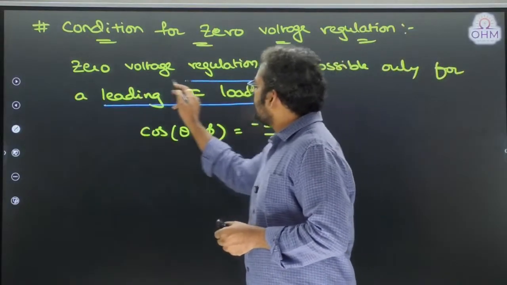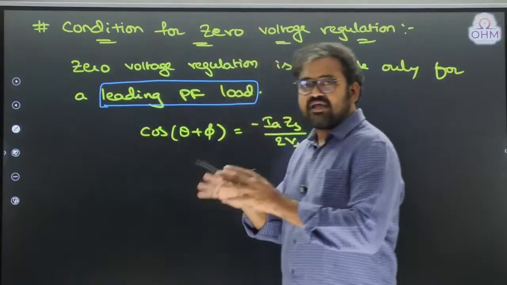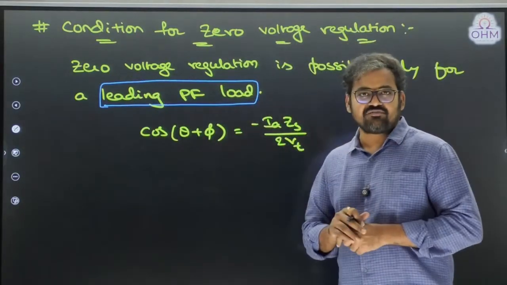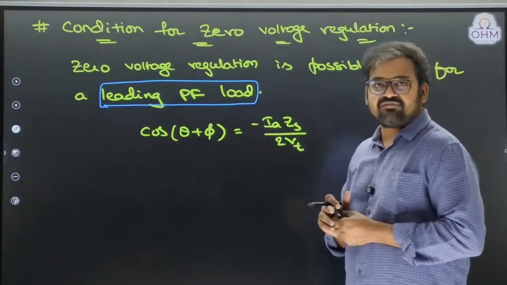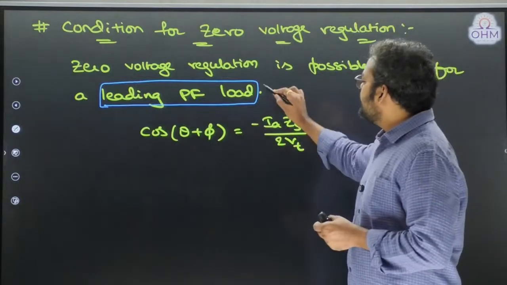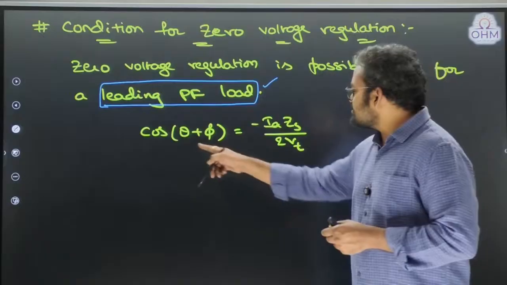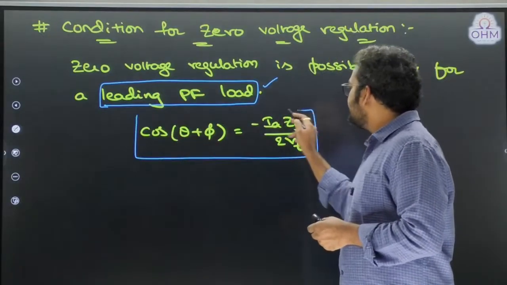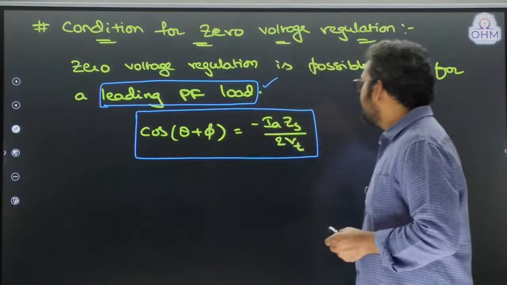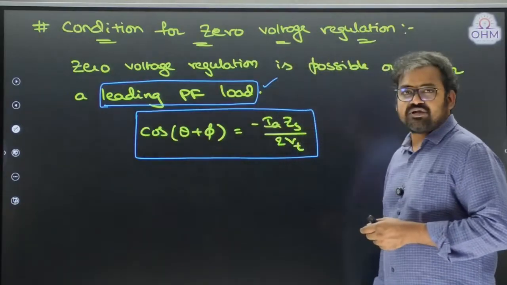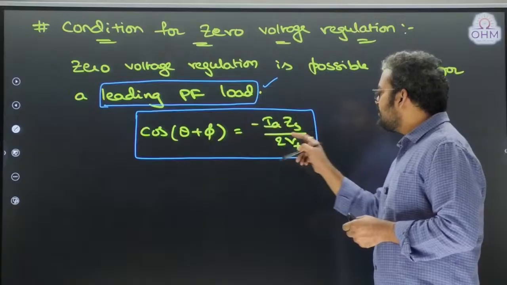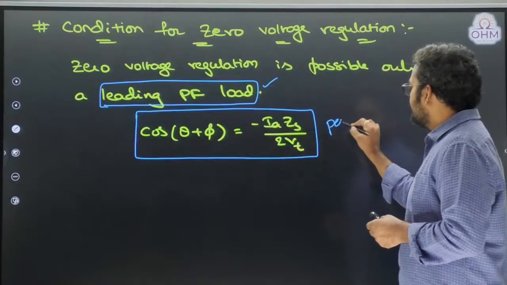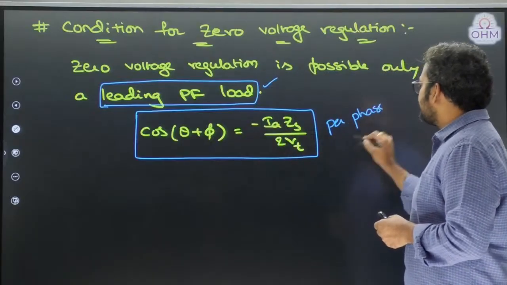Okay. Yes, not all leading power factor loads. At one particular leading power factor value, voltage regulation will definitely be 0. Okay, leading power factor load. And the condition is, yes, you have to remember this condition, guys. Cos(theta + phi) = -Ia·Zs/(2Vt), and remember every value is per phase value. We have to use only per phase values.